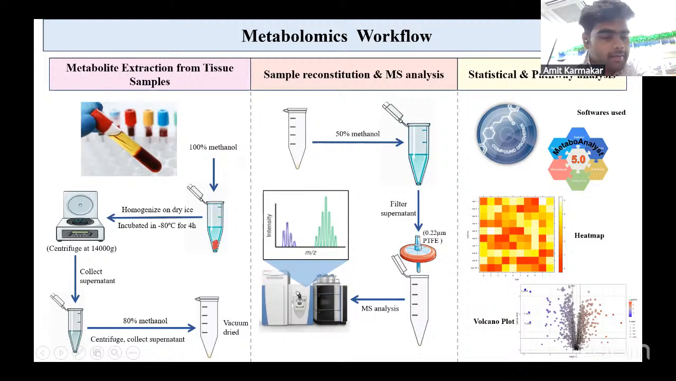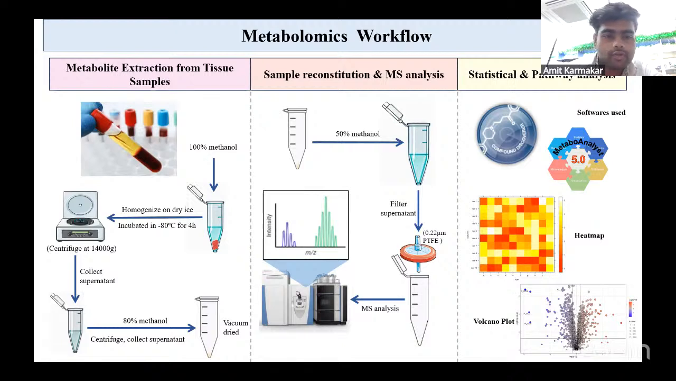The objective of using methanol is that it precipitates the proteins. We also keep this in a very cold environment because it gives a cold shock to the sample. Otherwise, other enzymes will get activated and change the metabolomic profile in the samples.